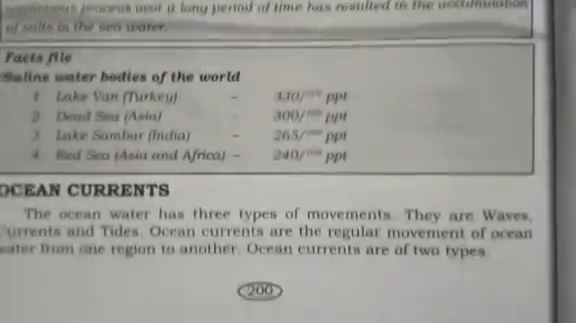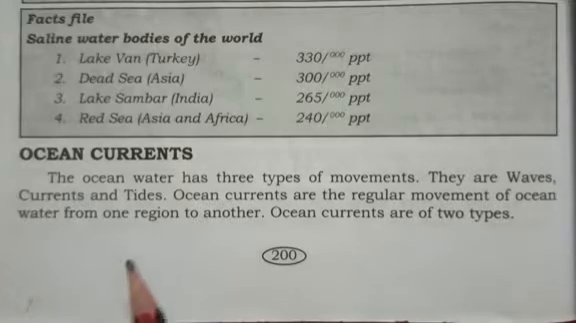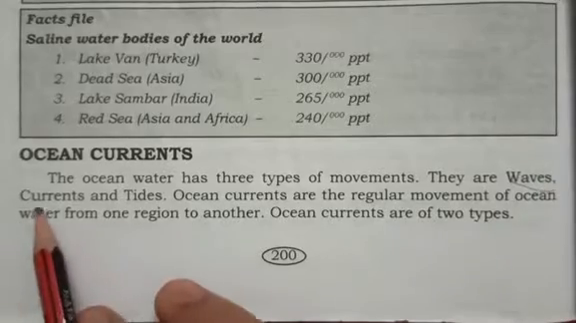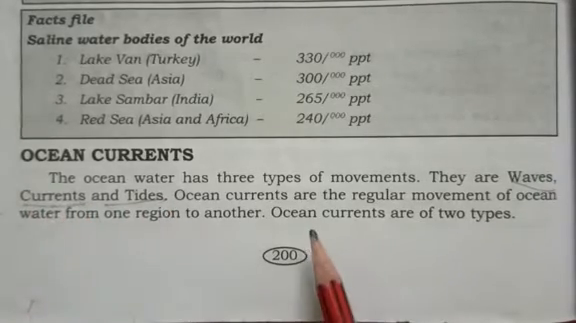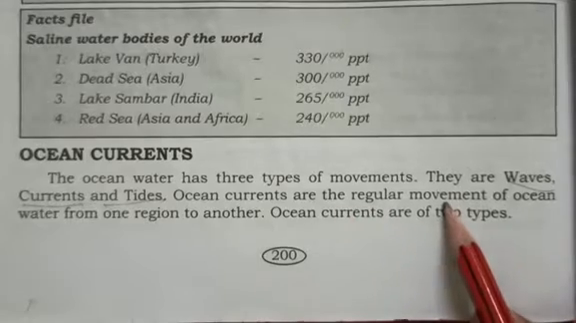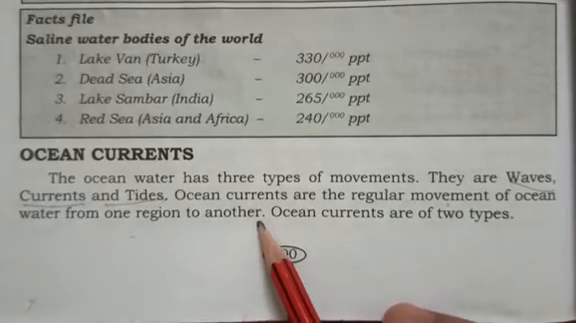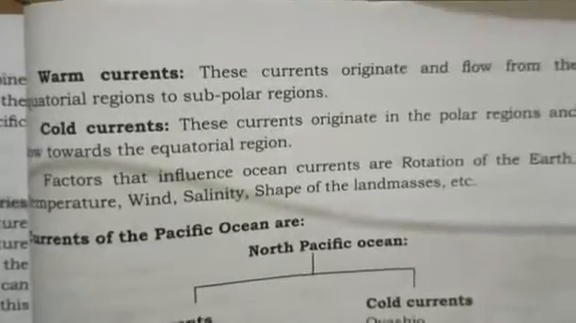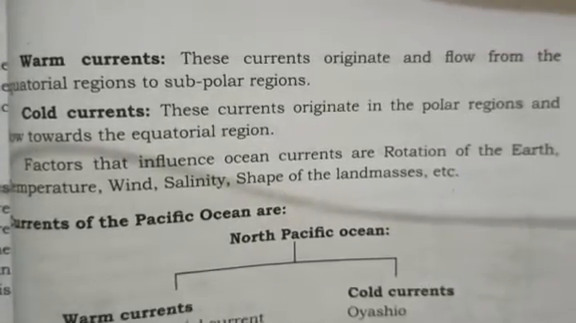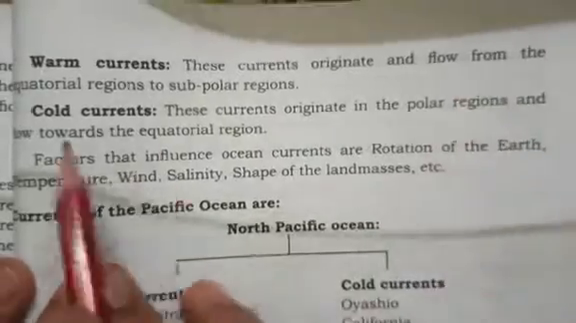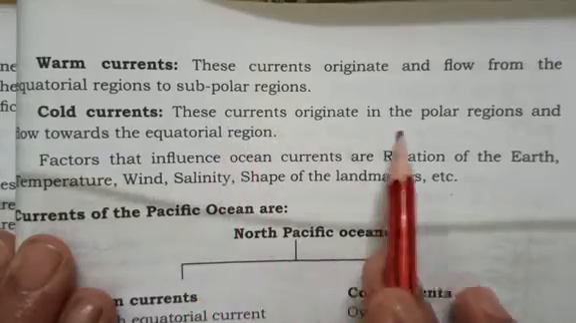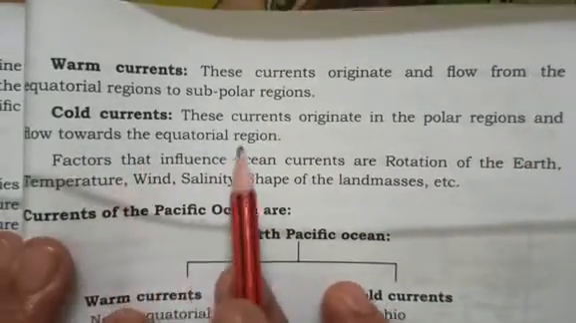So ocean currents. The ocean water has three types of movements. They are waves, currents and tides. Ocean currents are the regular movement of ocean water from one region to another. These are of two types, warm currents and cold currents. Warm currents originate and flow from the equatorial region to the subpolar region, and cold currents originate in the polar regions and flow towards the equatorial region.